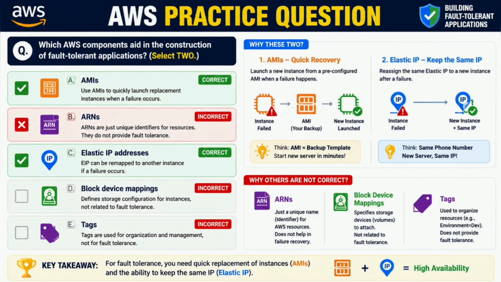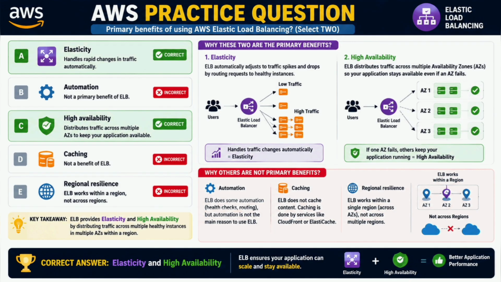Now I move to the last question, that is question 5. So the question is, what is the primary benefit of using AWS Elastic Load Balancing? We have to select 2 among these 5 options. So option A is elasticity, option B automation, option C high availability, option D caching, option E is regional resilience.